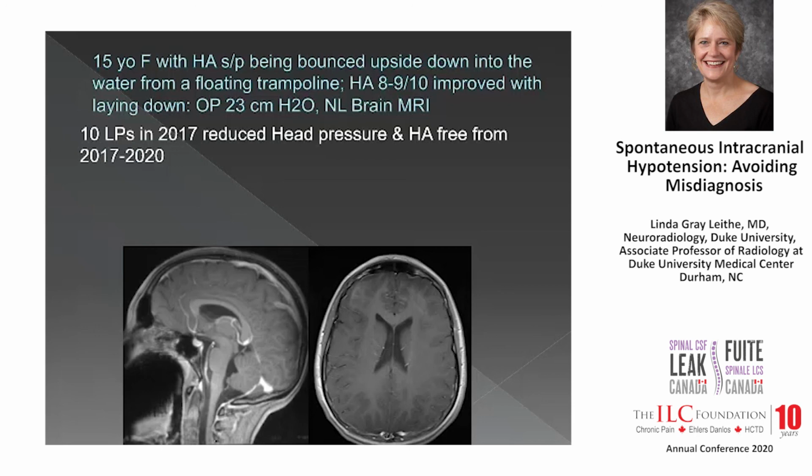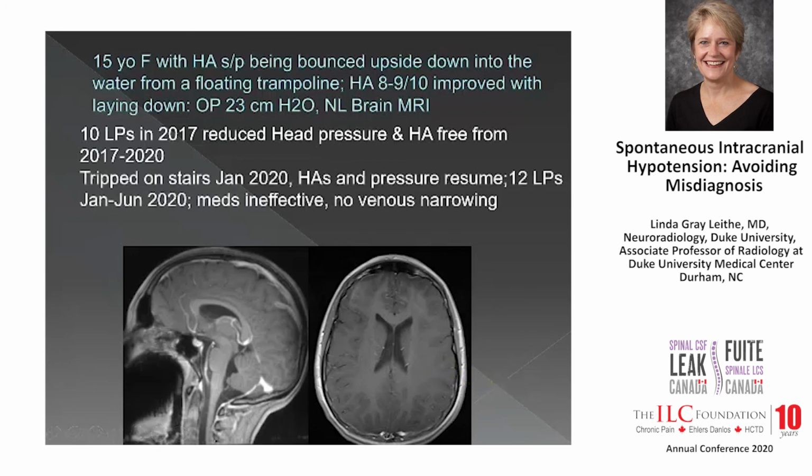And then in January of this year, she developed a headache again. Her pressures were in the same range, and we did 12 lumbar punctures between January and June, same effect. We'd pull off fluid, and she'd be asymptomatic, and she'd be able to be upright. Meds were not being effective this time. She had no venous narrowing at all. Ultimately, she went on to having a shunt, and she is now headache-free.